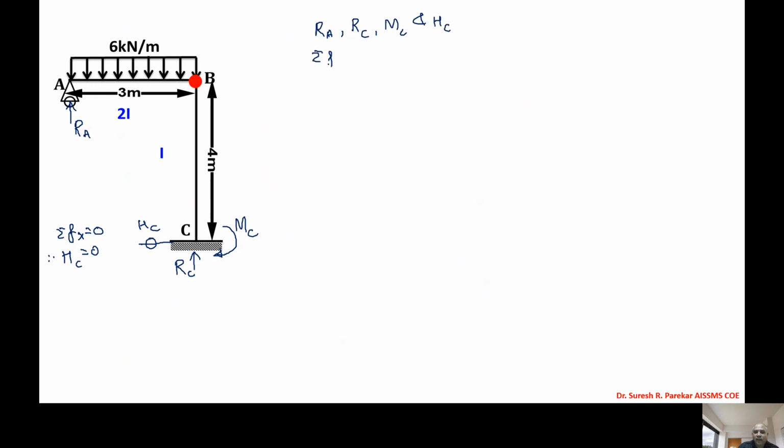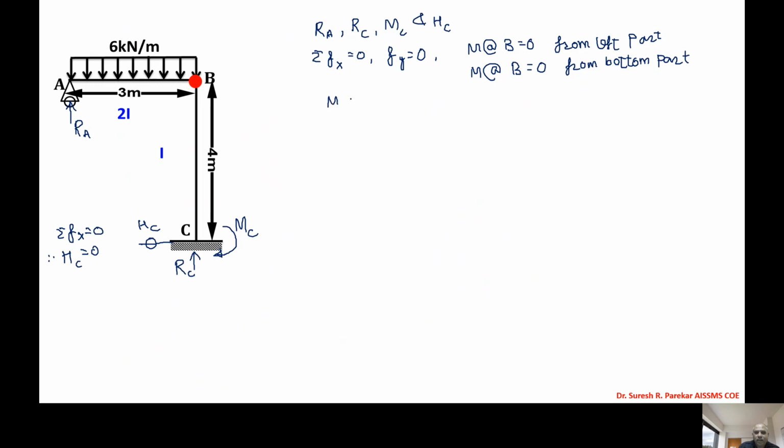So we will have unknown, one RA, another RC, third MC, and fourth HC. 4 equations: Fx 0 because HC is there, Fy 0, and then again as we have hinge, moment about B equal to 0 from left part and moment about B equal to 0 from bottom part. Now we will take first from left part. So moment about B equal to 0 and left part.